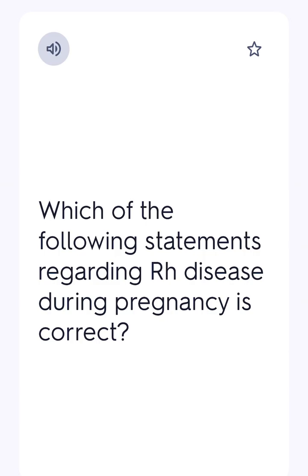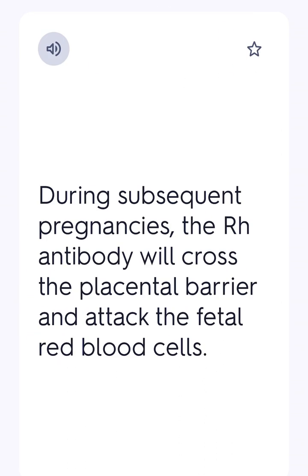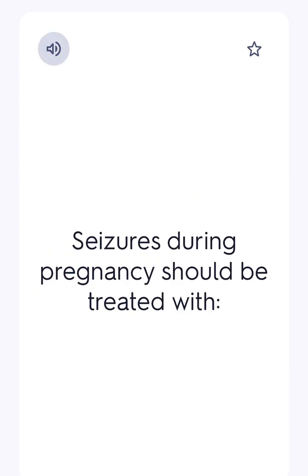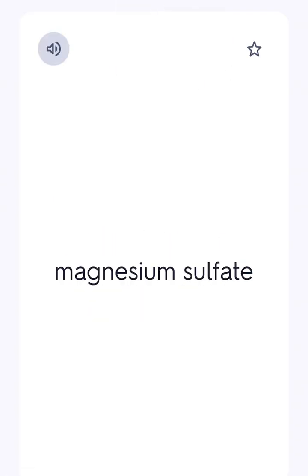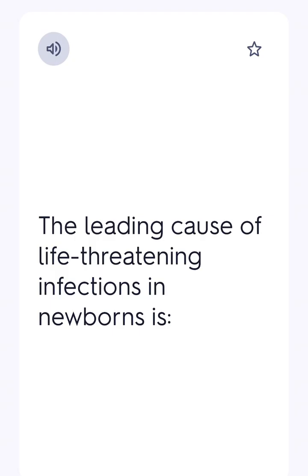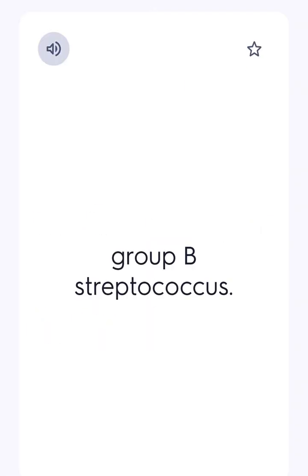Which of the following statements regarding Rh disease during pregnancy is correct? During subsequent pregnancies, the Rh antibody will cross the placental barrier and attack the fetal red blood cells. Seizures during pregnancy should be treated with magnesium sulfate. The leading cause of life-threatening infections in newborns is Group B Streptococcus.